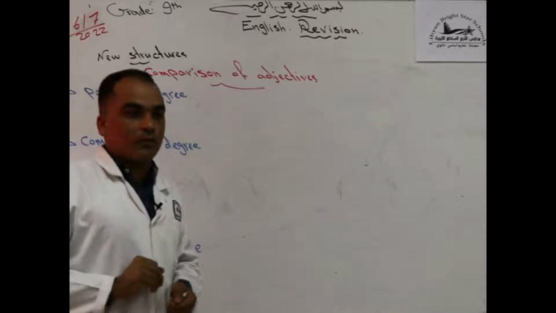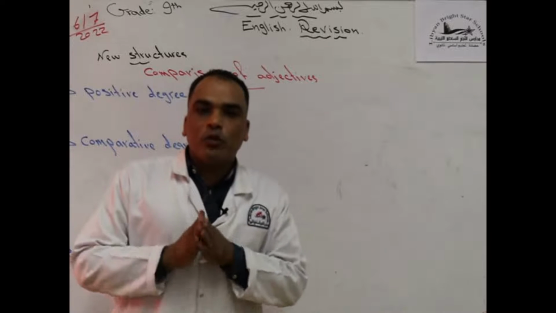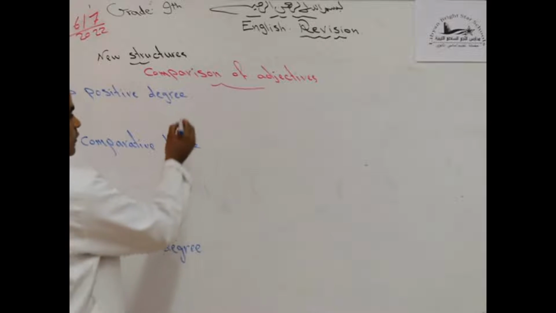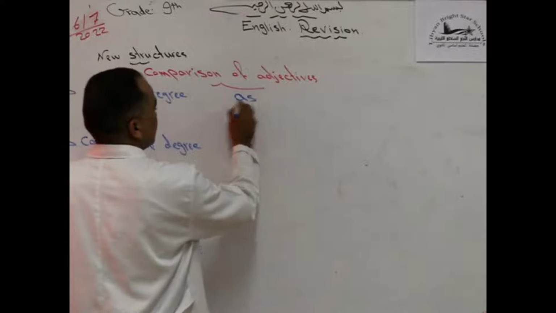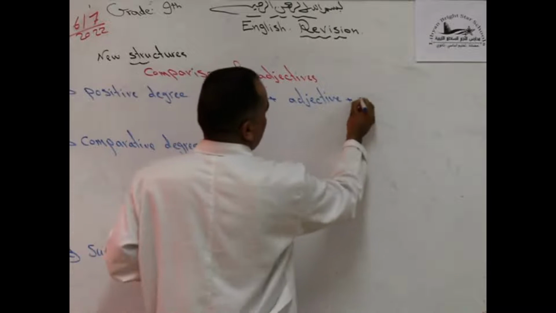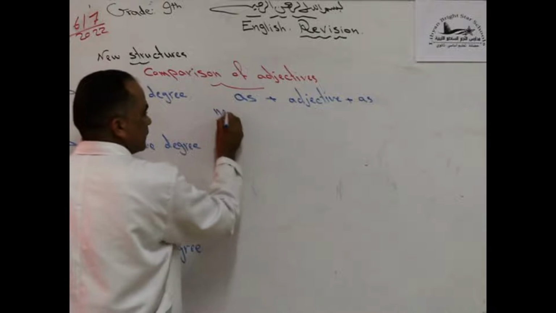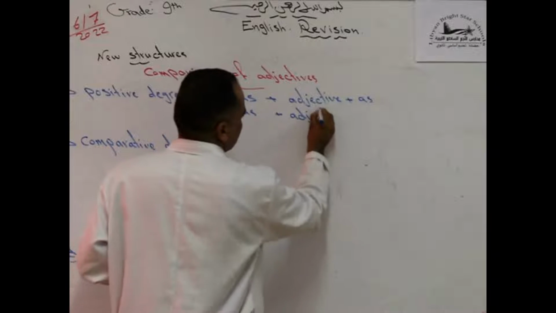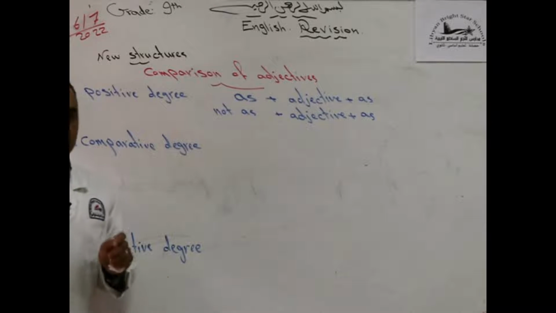We have three types of comparison. The first one is the positive degree. We use the positive degree when two people or two things equally share the same attribute. So this structure is used as plus adjective plus as. In the negative form we use not as, and we can say not so plus adjective plus as, not as adjective as.